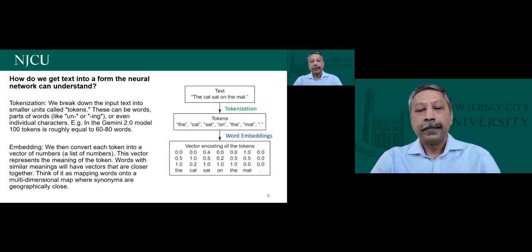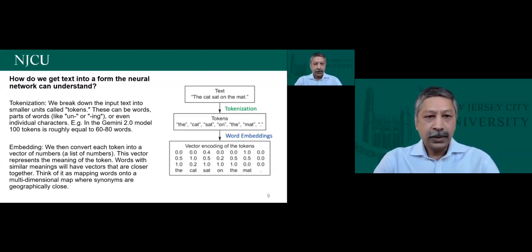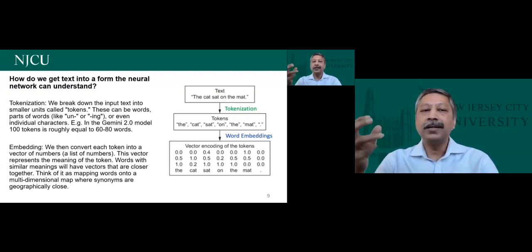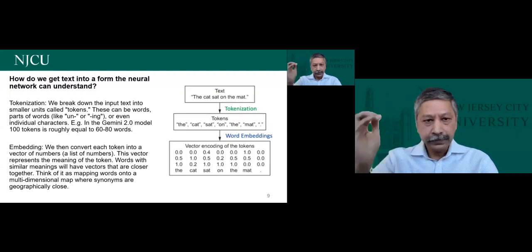All right. So now, next question. We know that computers cannot directly work on text, right? So computers understand numbers. They're essentially bits and bytes and zeros and ones and so on, right? It doesn't actually understand text directly, right? So how do we get the text into a form that a neural network actually can understand? Right? So that's the next question.